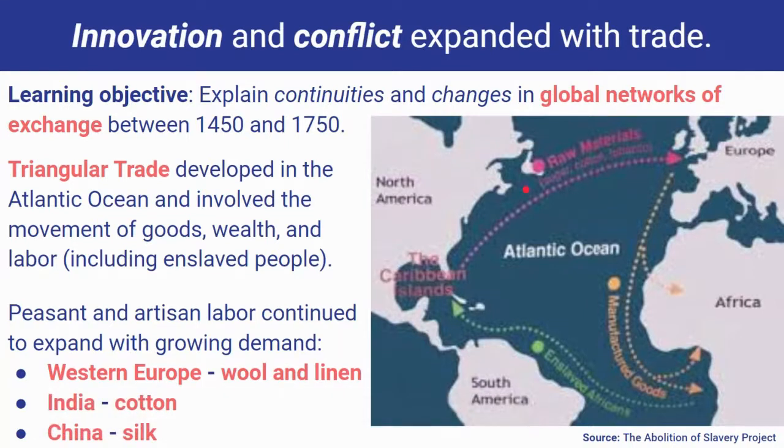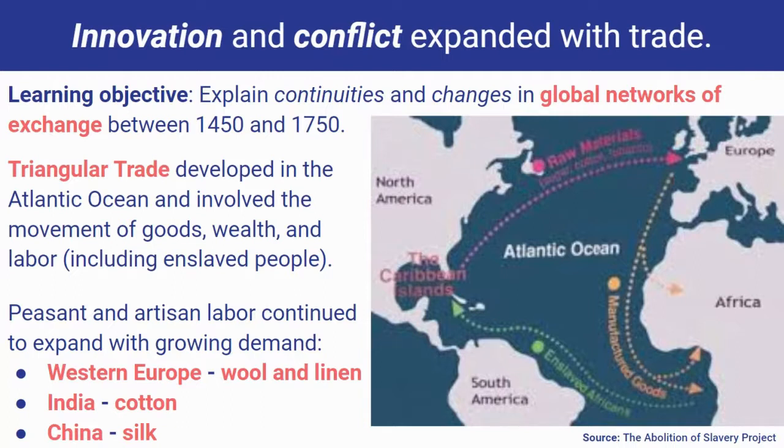There were three specific existing labor markets that grew because of the new, expanded global trade that was going on, that you need to know. They are in Western Europe, wool and linen; India, cotton and textiles; and China, silk.